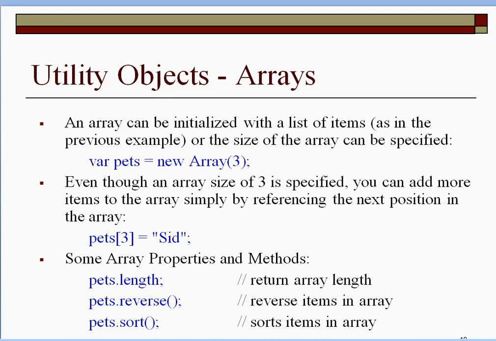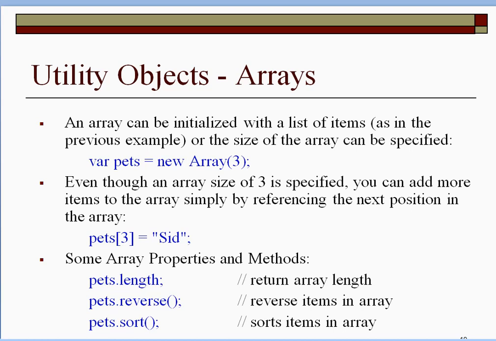Even though you specified the size to be 3, you can still add more items to the array simply by referencing the next position in the array. So an array of size 3 will contain the indices of 0, 1, and 2. The next position would be position 3. So you can specify pets[3] equals SID, and that will create a new entry in the array. The 4th element, at position index 3.